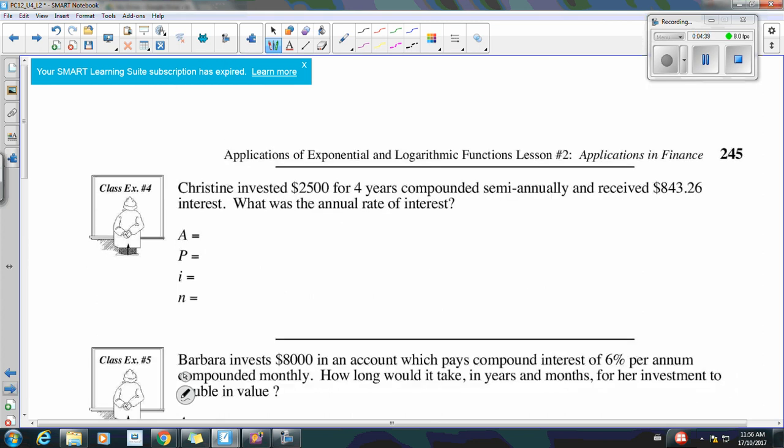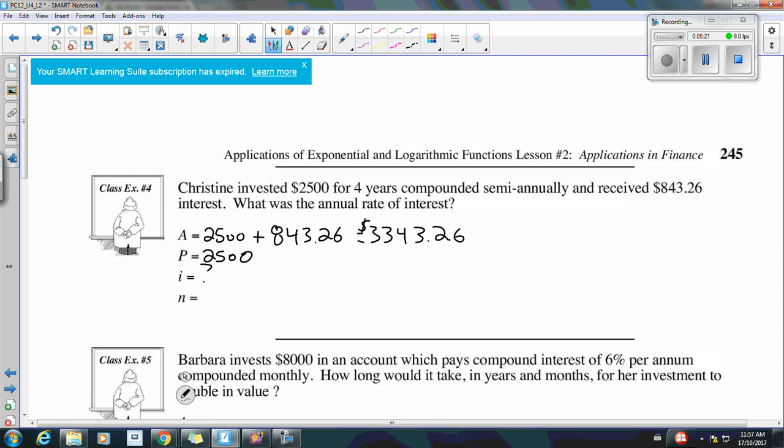Next example. Christine invested $2,500 for 4 years, compounded semi-annually, and received $843.26. What was the annual rate of interest? Okay, so now we are solving for I. So we start with our final amount. Well, she invested $2,500, plus she received $843.26 in interest. So the final amount there is $3,343.26. P is the principal, that's the initial amount, so the $2,500.